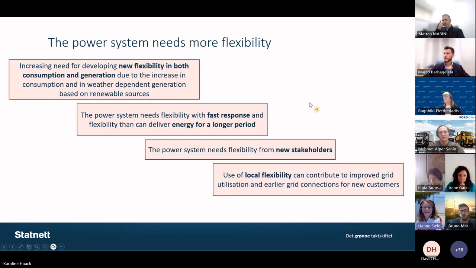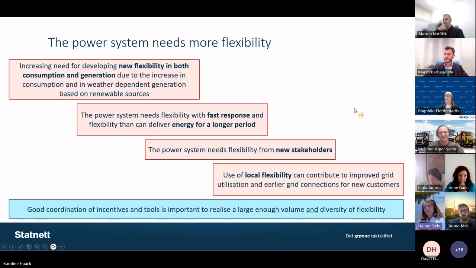There is a delay when I try to activate the animation. There are several incentives to activate or stimulate flexibility, but it is important to have good coordination to realize a large enough volume, but also diversity of flexibility.